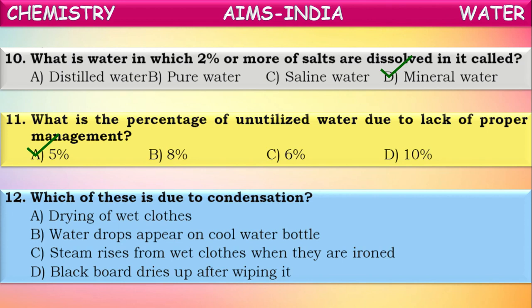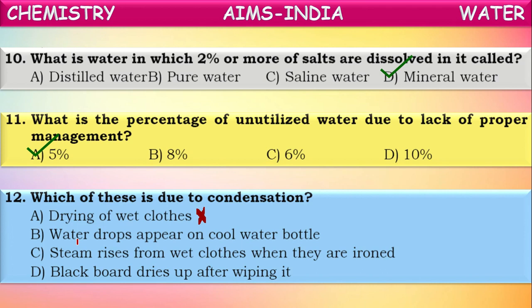Drying of wet clothes. What happens in drying of wet clothes? Wet clothes contain some water in them. When they are kept outside, slowly the water present in them converts into gaseous form and hence the clothes will be dried. So the process of conversion of liquid water into vapor is called evaporation, not condensation. So here the process involved is evaporation.